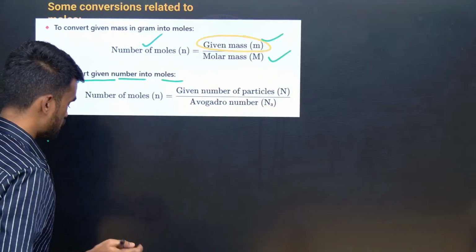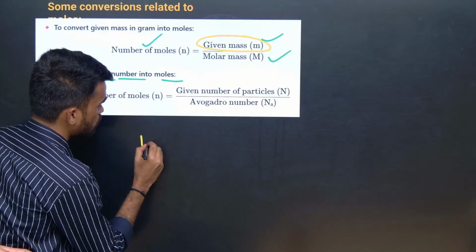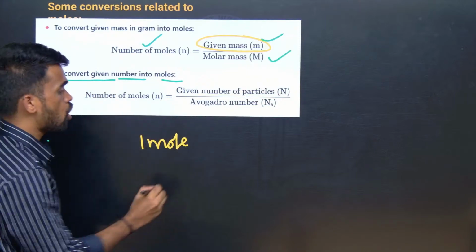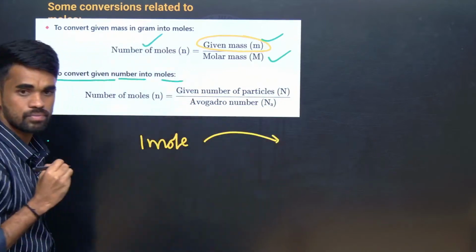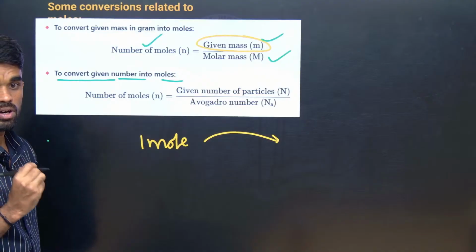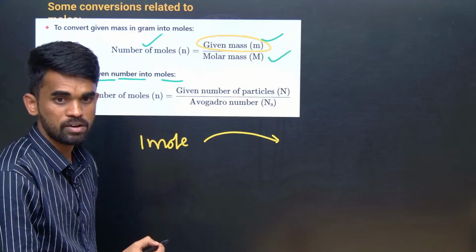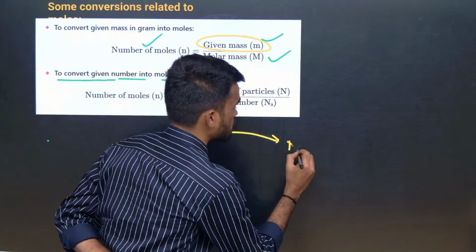Here we know 1 mole of any substance. If we take 1 mole of any substance, how many particles will it have? 1 mole of any substance contains Avogadro number of particles. So what is the Avogadro number?